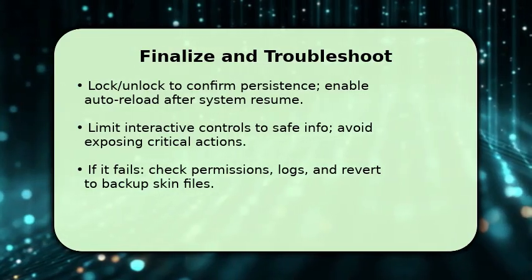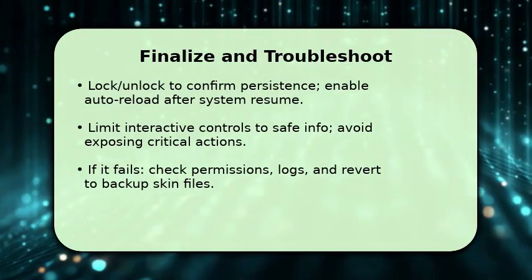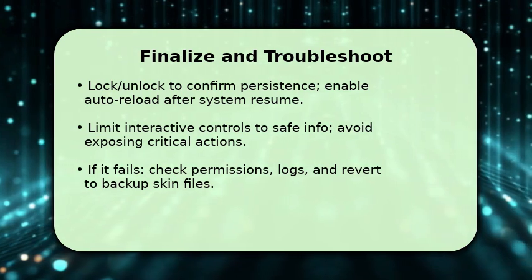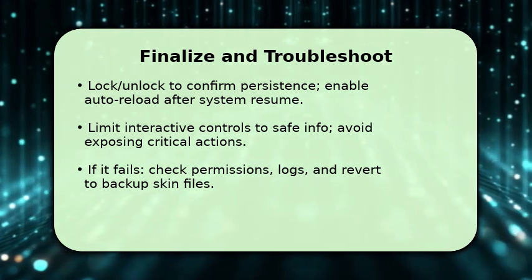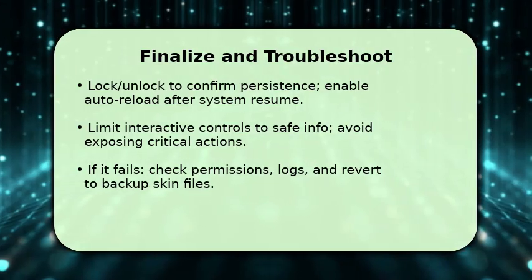If something goes wrong, check the helper service permissions, Rainmeter logs, and Windows Event Viewer. Then revert to your backup skin files and reapply changes incrementally so you can pinpoint the failure and restore a working state quickly.